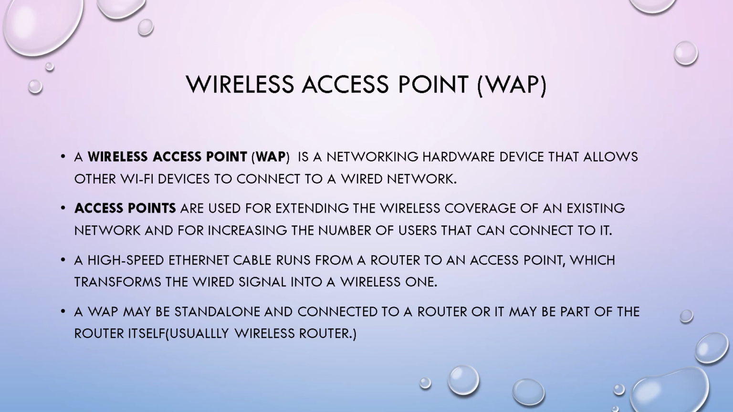Suppose you have a laptop, a tablet, and a mobile phone, all needing internet, but you have a single internet service. How will all these devices get connected? They will be connected with the help of a router. So basically, what is a wireless access point? It converts wired networking devices into wireless networking devices. A high-speed internet cable runs from a router to an access point, which transforms the wired signal into a wireless one. A wireless access point may be standalone, or connected to a router, or it may be part of a router itself, usually a wireless router.